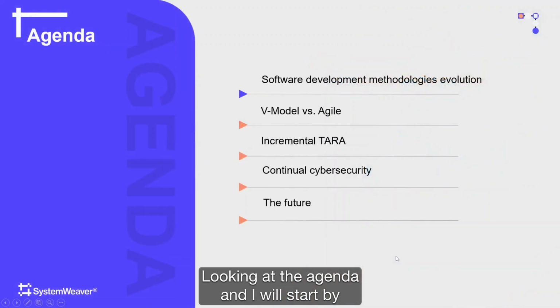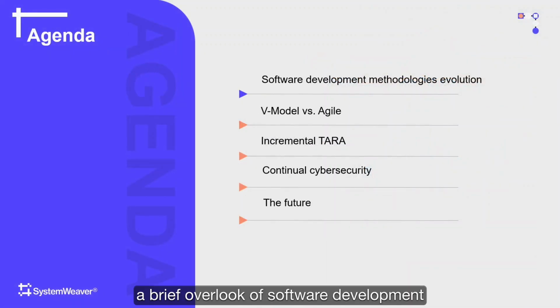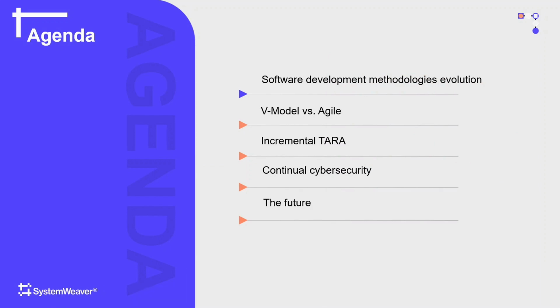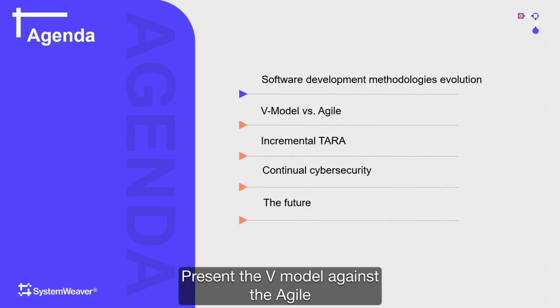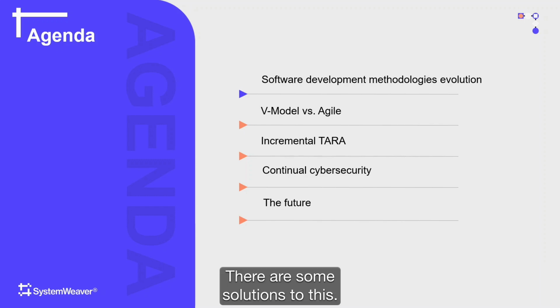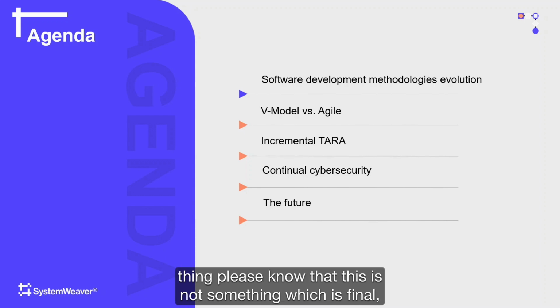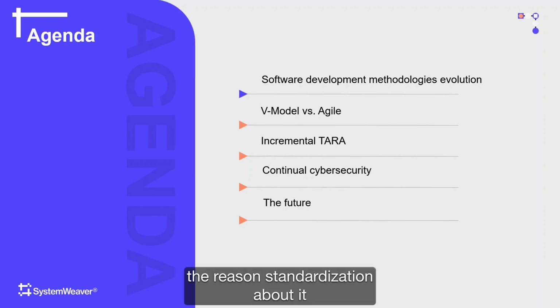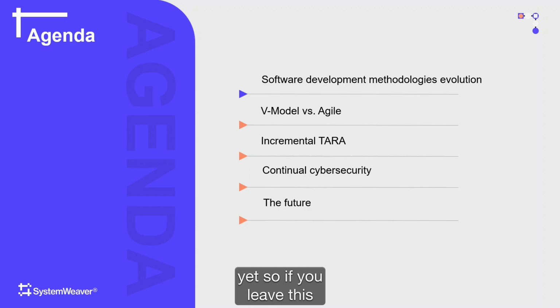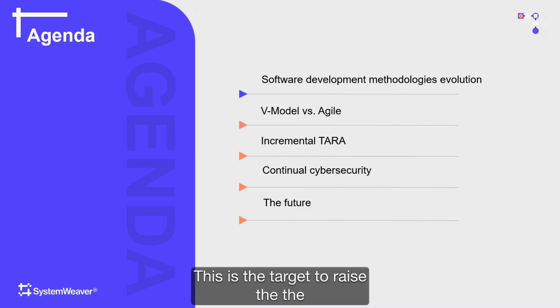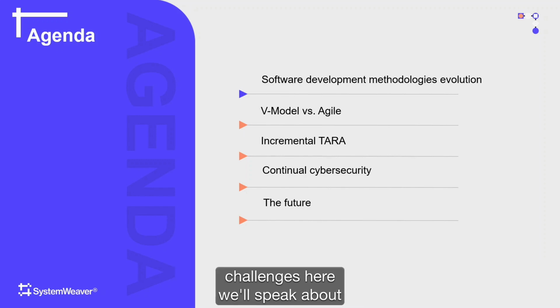Looking at the agenda, I will start with a brief overview of software development methodologies and their evolution along the years, and present the V model against the agile and what are the problems that we have. There are some solutions to this. We call it incremental TARA, and I'll speak about this. Please note that this is not final. There isn't standardization about it yet. So if you leave this meeting with more questions than answers, this is good. This is the target, to raise the challenges here.